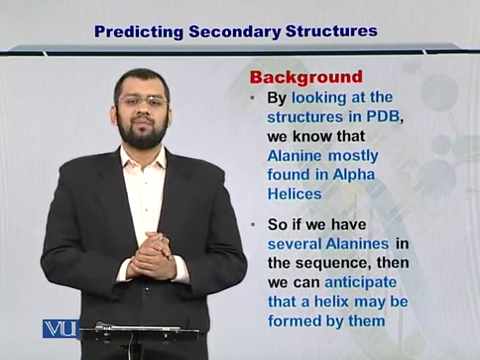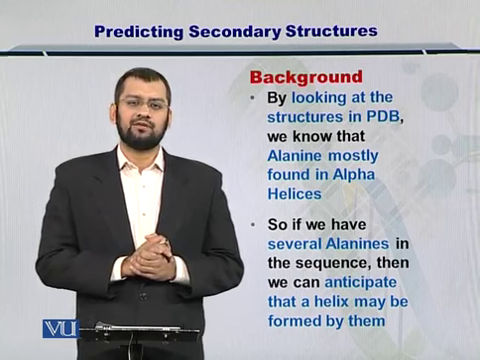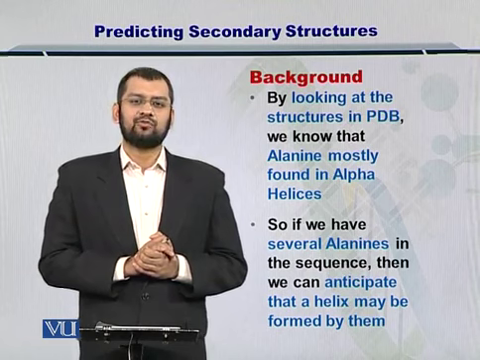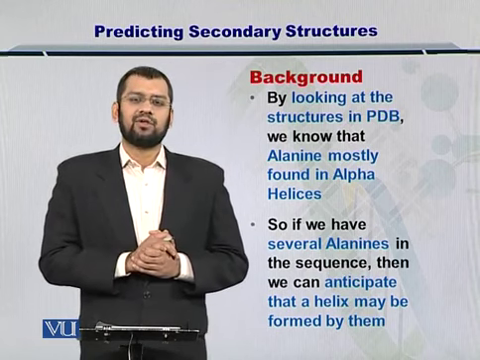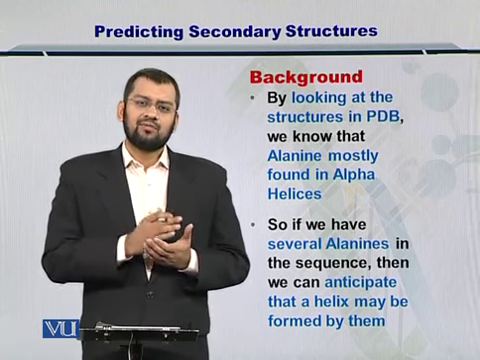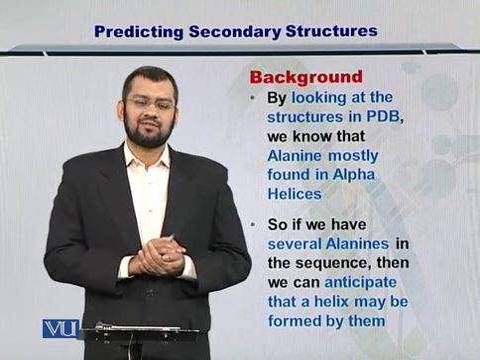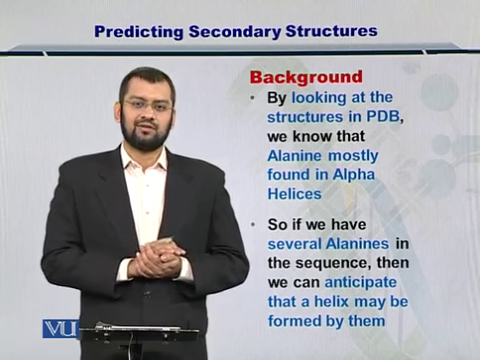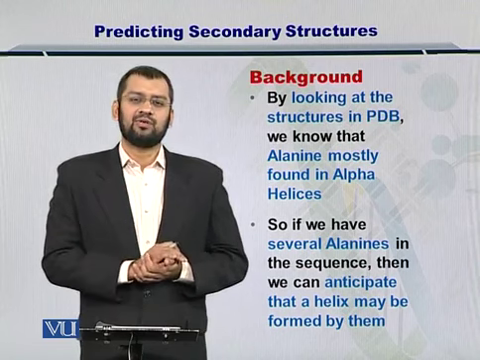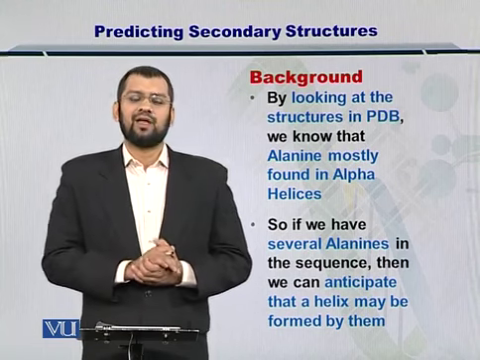So by looking at the PDB, which contains all the structures that are known for the proteins, now we know that alanines are very good helix formers. Most of the times, alanines exist in the helices. So if you have lots of alpha helices in a protein structure, then you can guess that there must be a lot of alanines. Or vice versa, if you have lots of alanines in the primary sequence, then you can kind of guess that maybe these alanines are going to form an alpha helix.